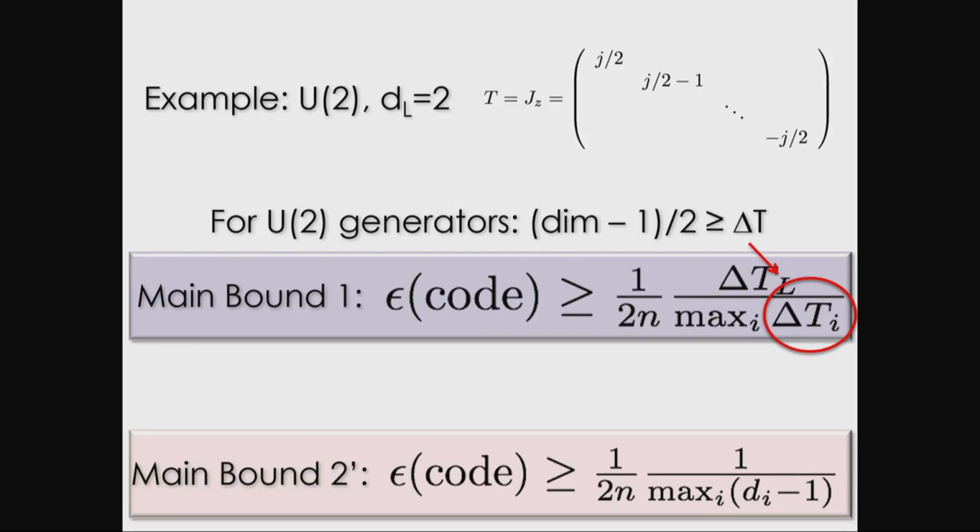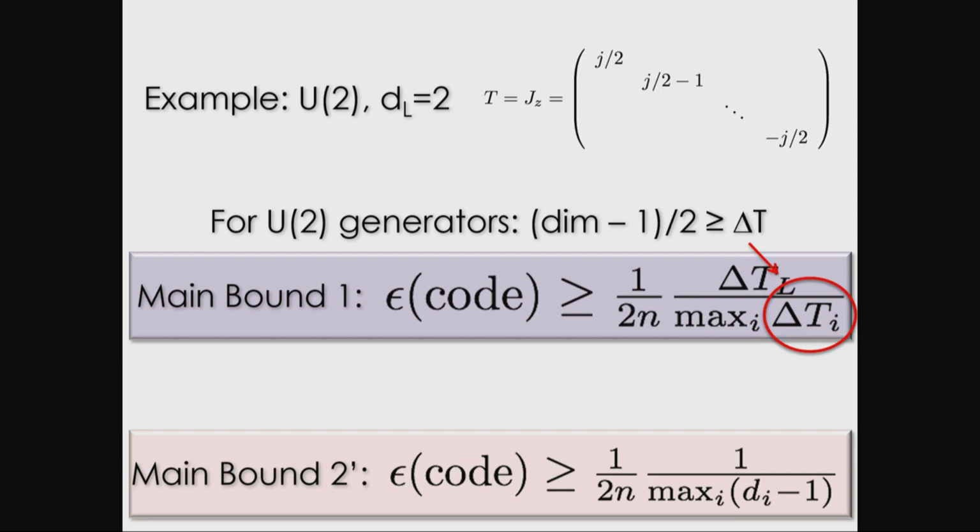So suppose that you have this U2 group and the logical dimension is 2. Then you would know that the charge operators, or for example spin j operators, have eigenvalues going from minus j over 2 to plus j over 2. And delta t, the size of the operator, is j, while the dimension is 2j plus 1. It's basically telling you that dimension over 2 is lower bounded by the size of the generator, and it's a relation between size of the generator and the dimension of a space.